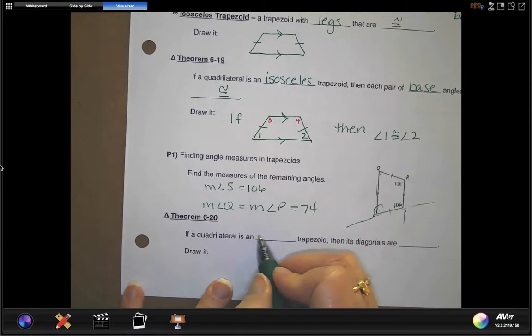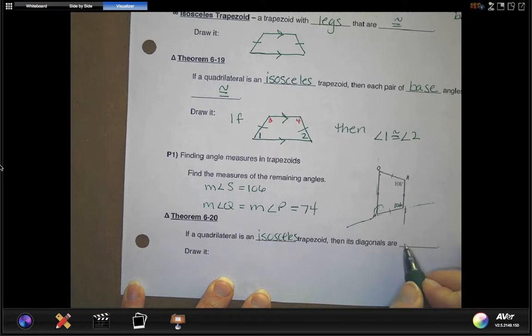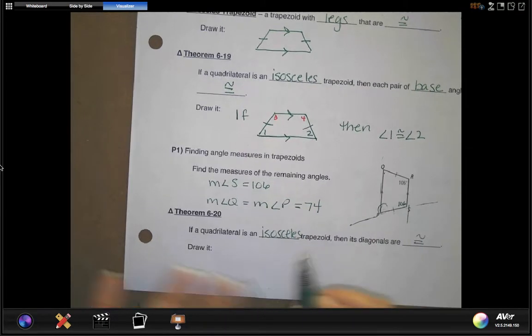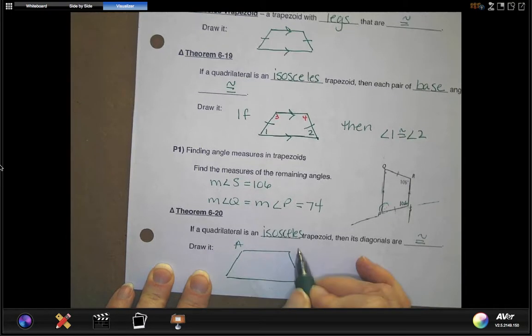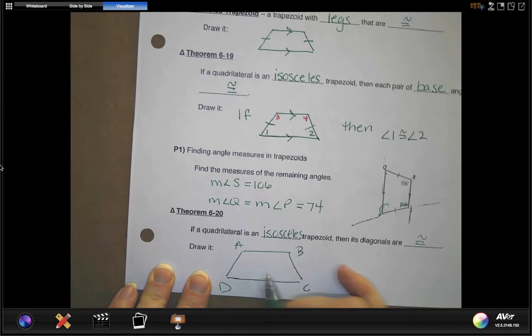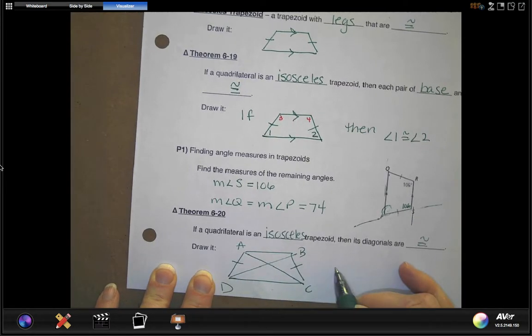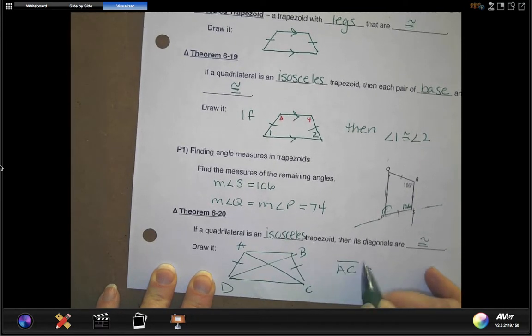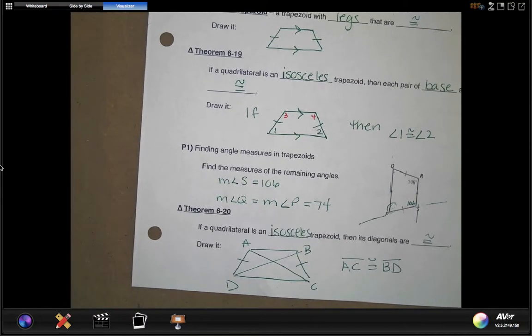So theorem 620 says if a quadrilateral is an isosceles trapezoid, then its diagonals are congruent. All right, so just like in that rectangle, those diagonals would be congruent.